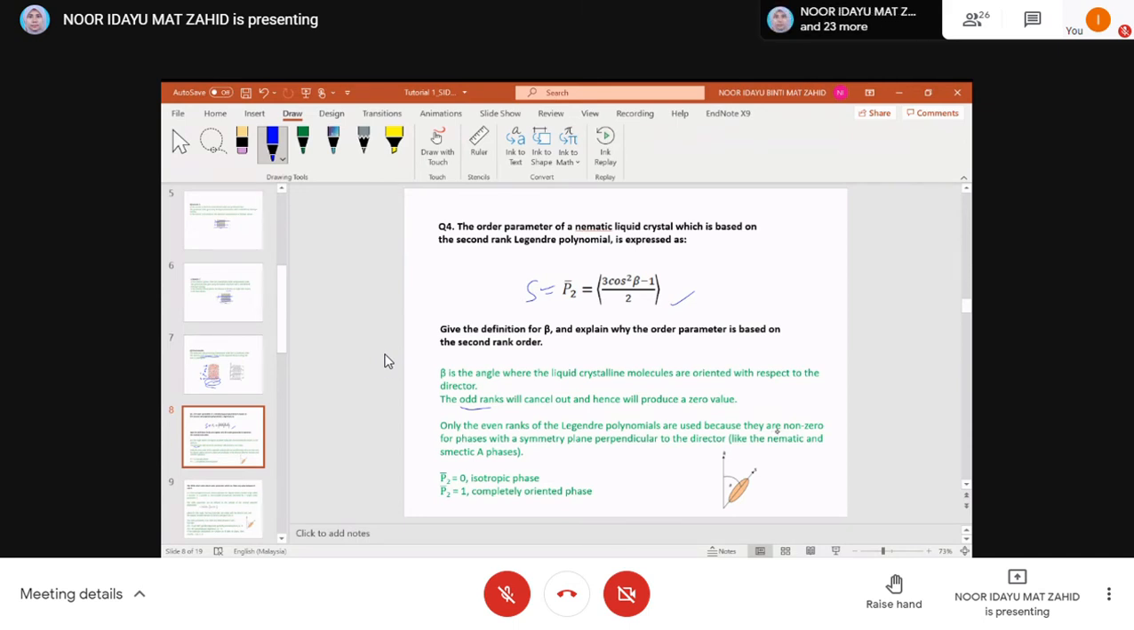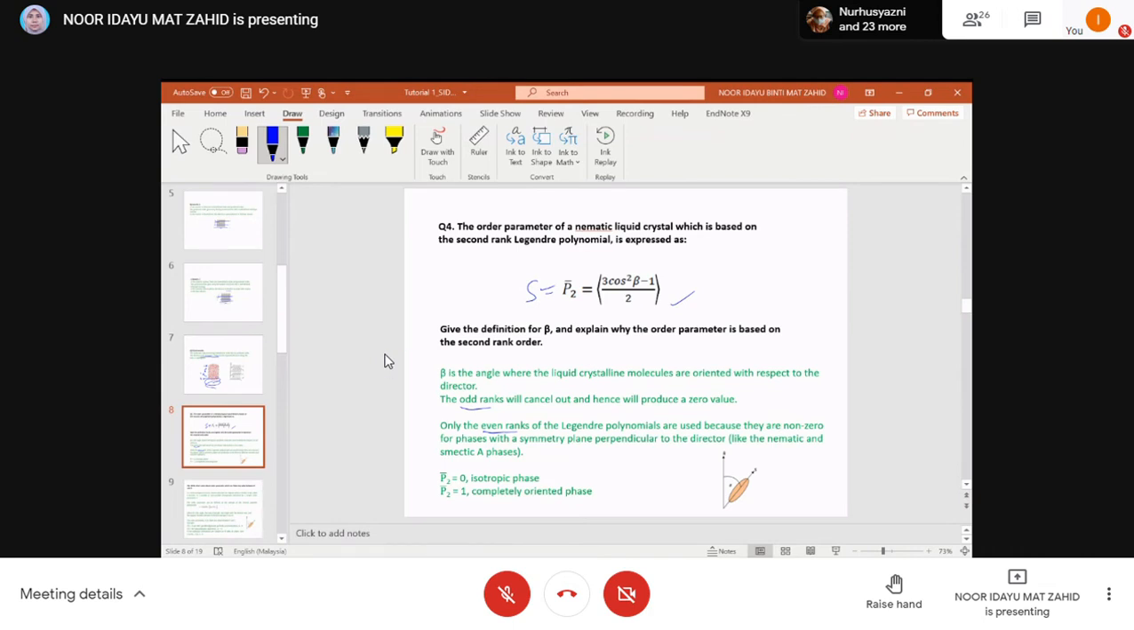However, the even rank Legendre polynomials can produce a non-zero value for phases with a symmetry plane perpendicular to the director, like the nematic and smectic phases. So this all depends on the nature of the equation. Only the even rank can give a non-zero value for phases with a symmetry plane perpendicular to the director.